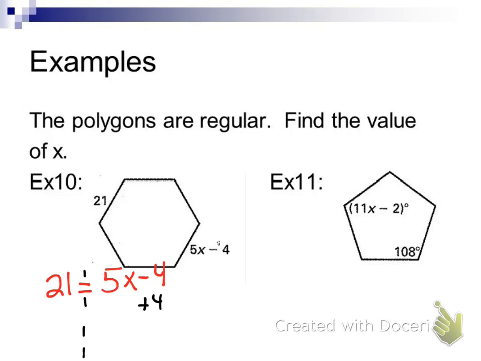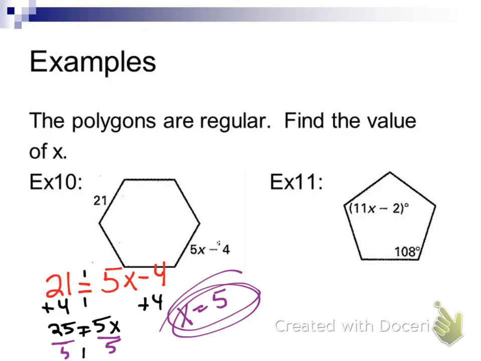So you add 4 to both sides. So 25 equals 5x. Then divide both sides by 5. I heard someone say it already. You're going to get 5 as your solution. Good. And then you could always plug it in to check. If you plug that in, you'd have 5 times 5, which is 25, minus 4, which is 21, and 21 and 21 are the same. Good. So on number 10, we use the fact that the sides are the same to solve it.